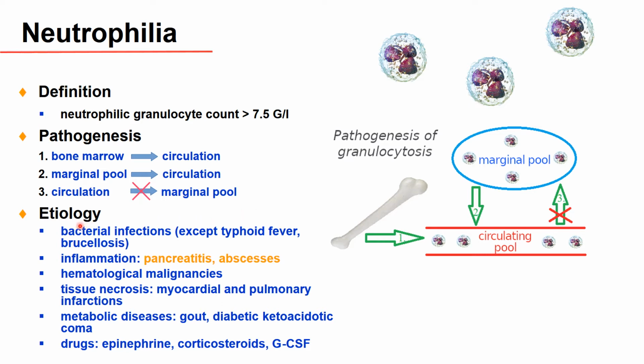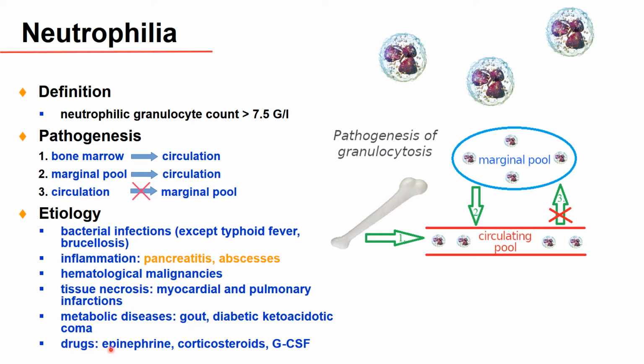However, in other cases when we have a bacterial infection, we have neutrophilia, except in typhoid fever or brucellosis, because in these cases we usually have neutropenia, a decrease of the granulocyte count. But any other inflammation, such as pancreatitis, abscesses, or hematological malignancies, can manifest as neutrophilia, as can tissue necrosis, such as myocardial infarction or pulmonary infarction, or other metabolic disorders that cause inflammatory reactions, such as gout or diabetic ketoacidotic coma.